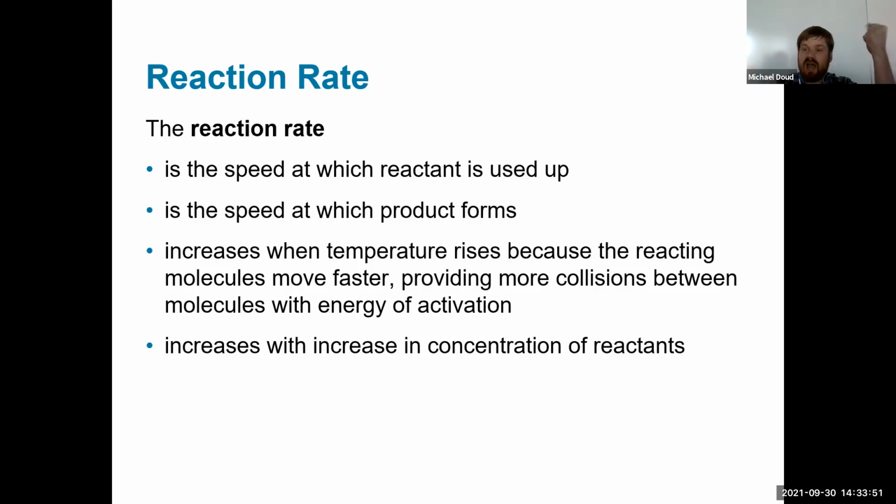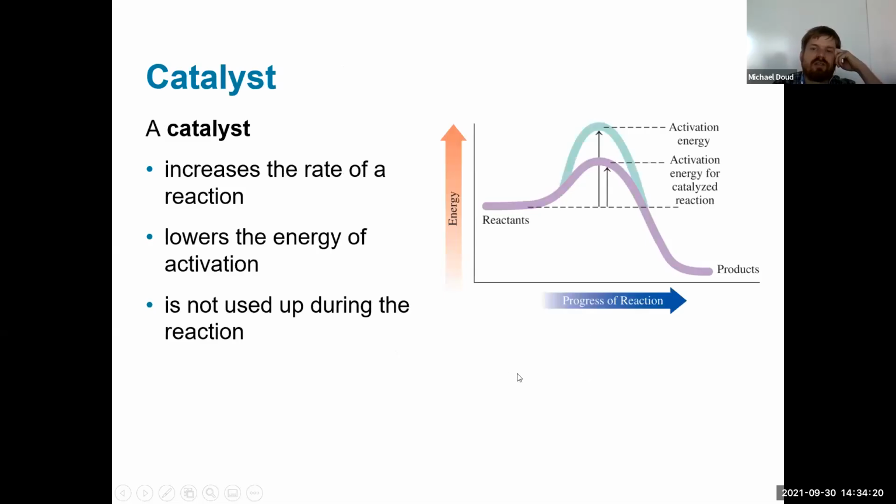So then all of a sudden, now when you have chemical reactants, what can happen is as you speed them up, they're going to hit each other more and they're going to hit each other with greater energy. So that's going to satisfy both the fact that you have more collisions, which are required, and collisions at higher energy, which is required. So more collisions that are between molecules that have the energy of activation. And you can also increase the reaction rate by increasing the concentration of reactants.